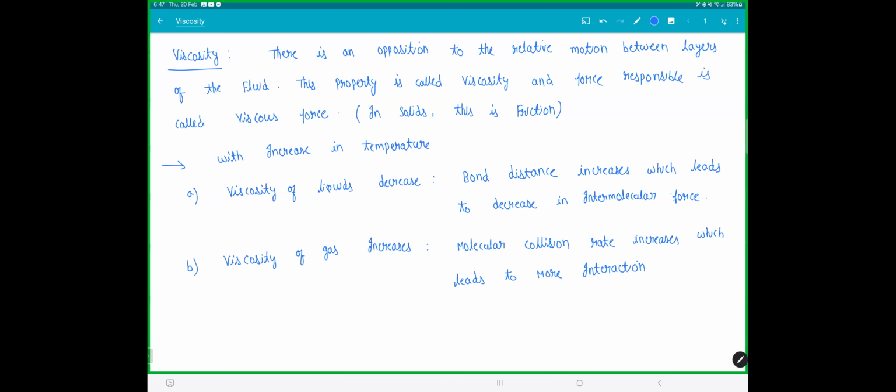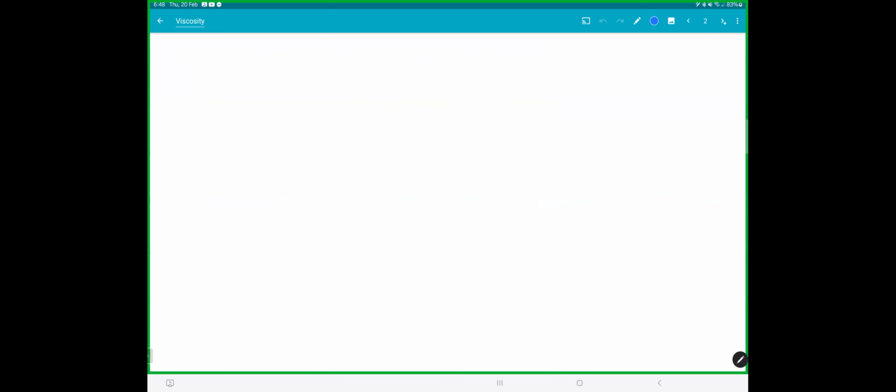Clear with us? Now, if you try to bring a mathematical formulation to this, primarily we have three concepts. One is Newton's law of viscosity, we have Poiseuille's equation, and Stokes' law. So the first one is Newton's law of viscosity. This guy is there everywhere.